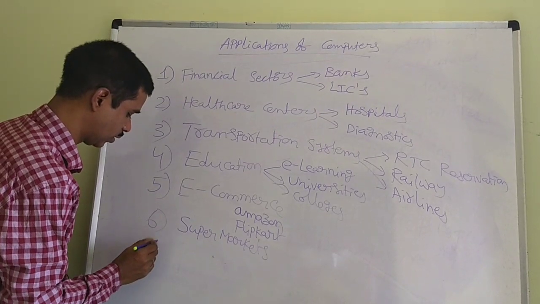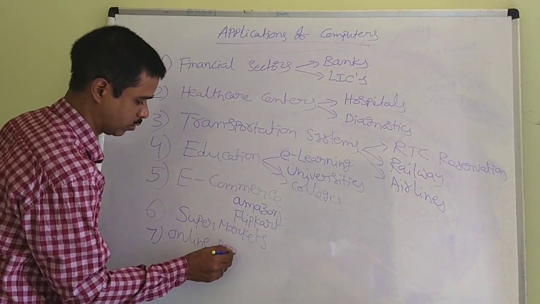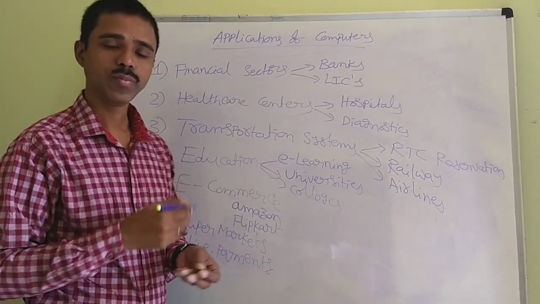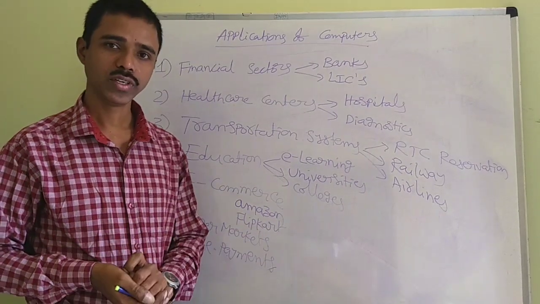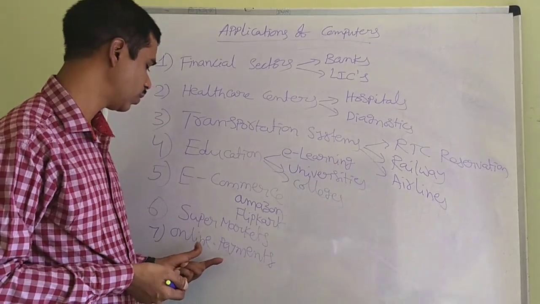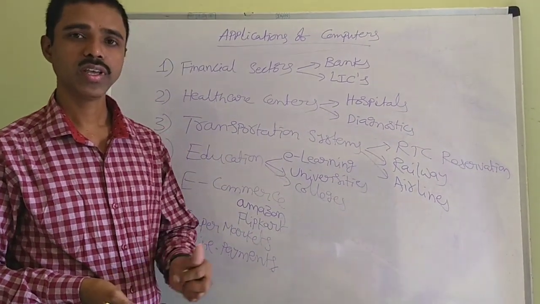Online payments. An example is paying the electricity bills, doing some recharge through online, or otherwise ordering the products through online. So there we are using online payments. For that purpose we are using the computers or any electronic device.